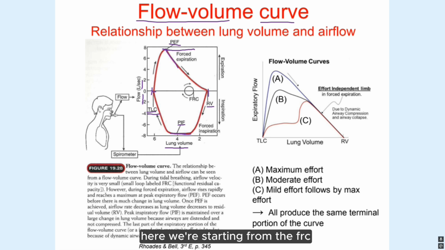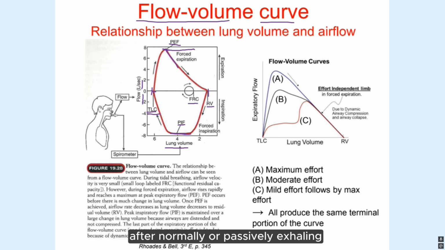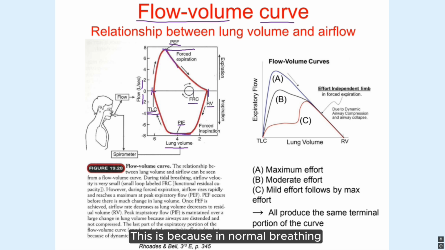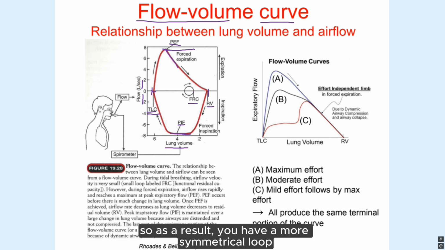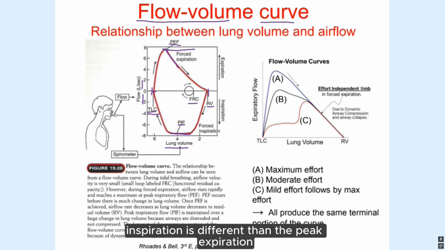Here we're starting from the FRC, or your functional residual capacity. That's the amount of air left inside of your lungs after normally or passively exhaling. You can see that the loop over here is symmetrical. The inspiration and the expiration are the same. This is because in normal breathing, you don't have the EPP and you don't have the constriction and the collapsing of the airway. So, as a result, you have a more symmetrical loop. And of course, this is not the same as when you are trying to force air inside and outside. You can see that peak inspiration is different than the peak expiration.